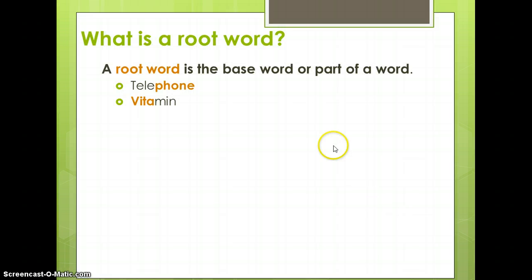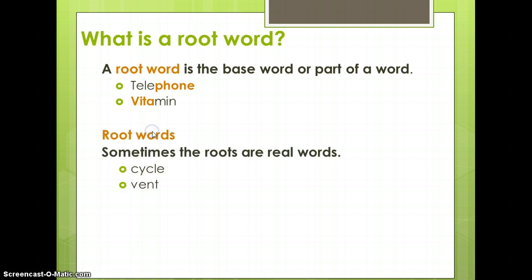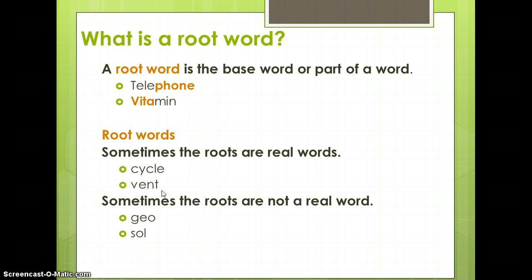A root word is actually just the base. Just like there's a shoresh in Hebrew, there's a root word in English. So if we look at the word telephone, phone is our root word, phone, which is sound. Vita, vitamin, from life. And sometimes our root words are complete words, like the word cycle or vent, but sometimes they're not really words, they're just parts of a word, like geography: geo, from the earth.